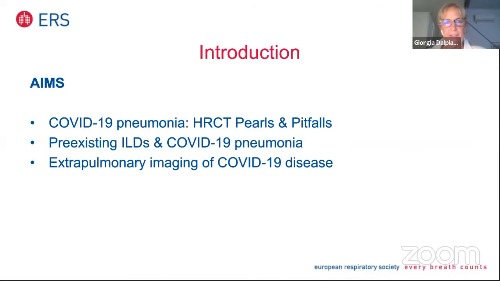Talking about ILDs, we know that EBUS and EUS are useful mainly in sarcoidosis, of course, and the use of this less invasive diagnostic procedure has almost completely overcome the surgical procedure in the last decade, with less than 5% of sarcoid diagnoses now requiring mediastinoscopy.